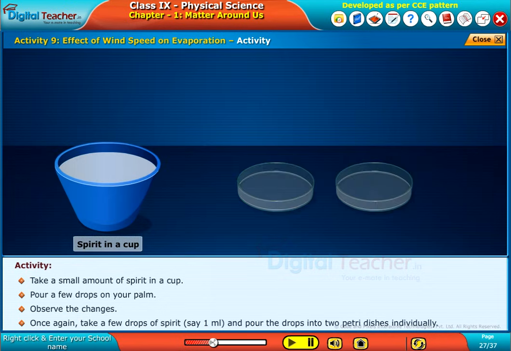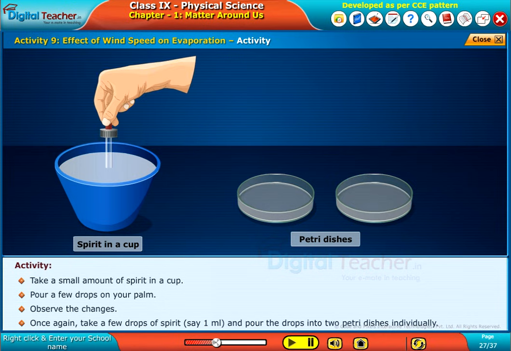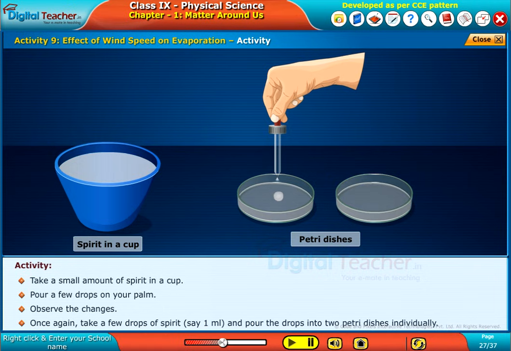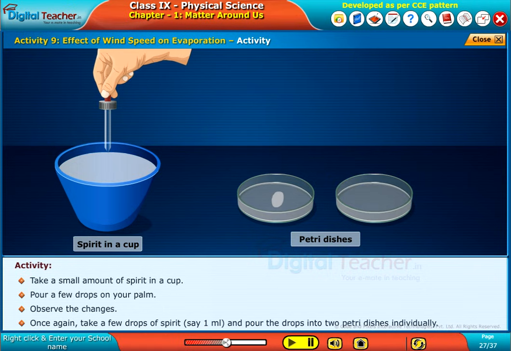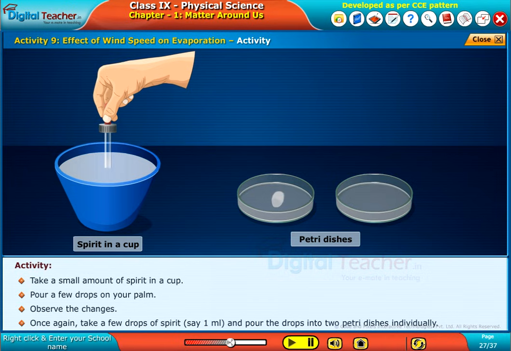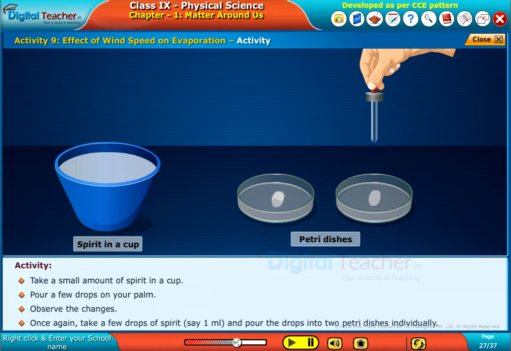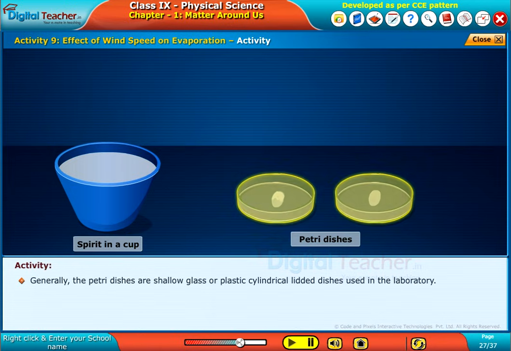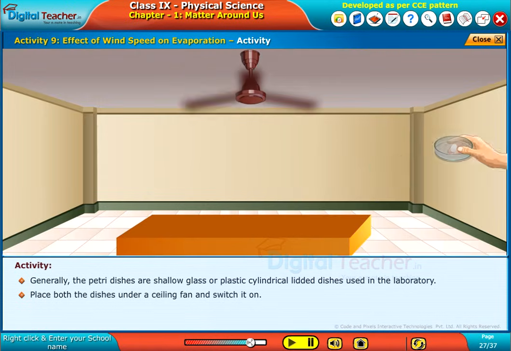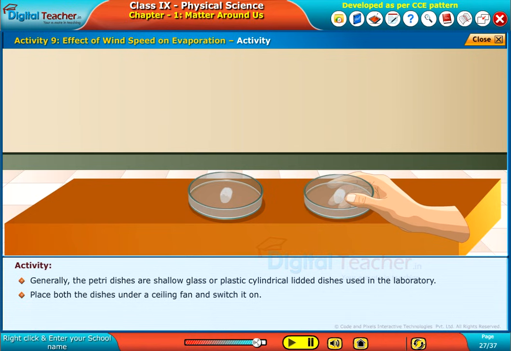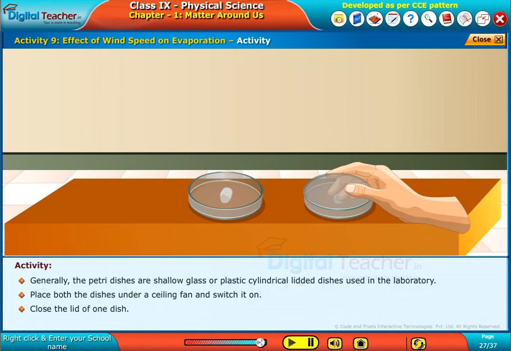Once again, take a few drops of spirit, say 1 ml, and pour the drops into 2 petri dishes individually. Generally, the petri dishes are shallow glass or plastic cylindrical lidded dishes used in the laboratory. Place both the dishes under a ceiling fan and switch it on. Close the lid of one dish.